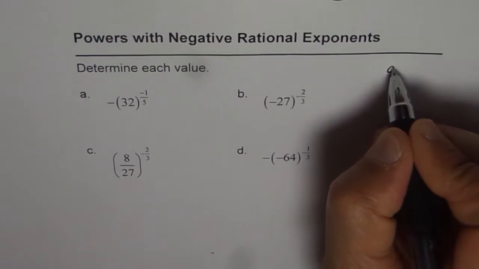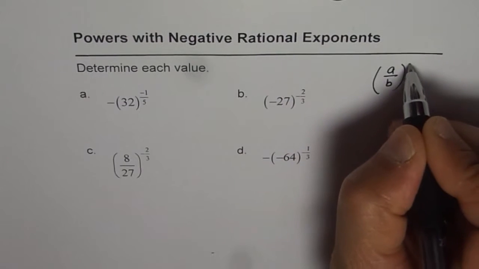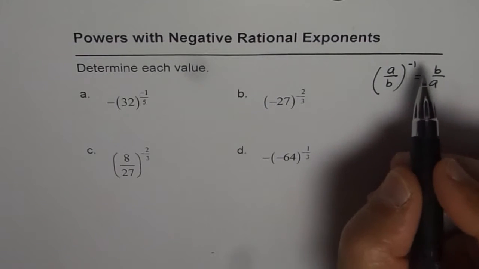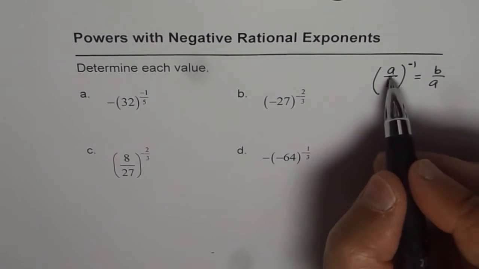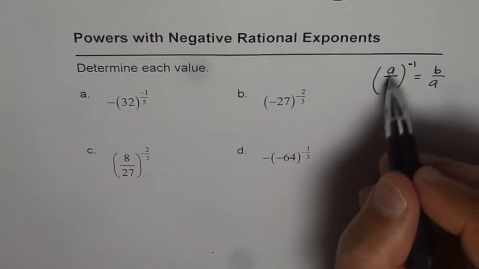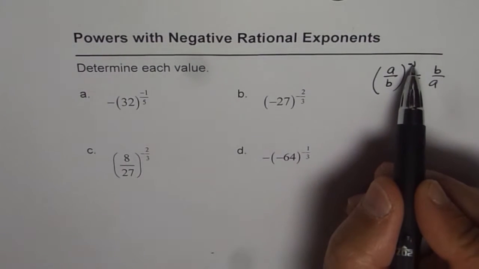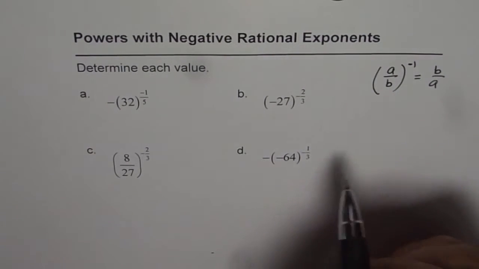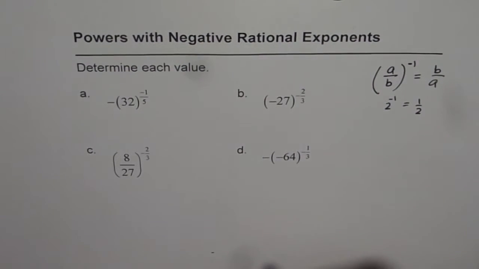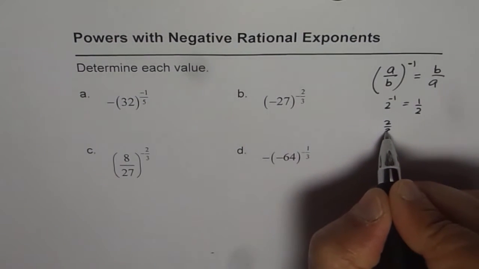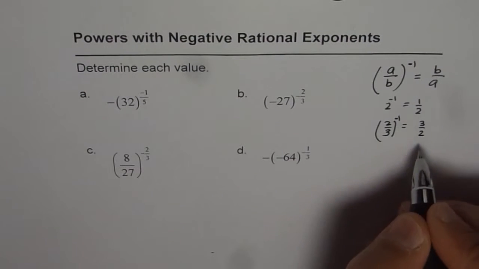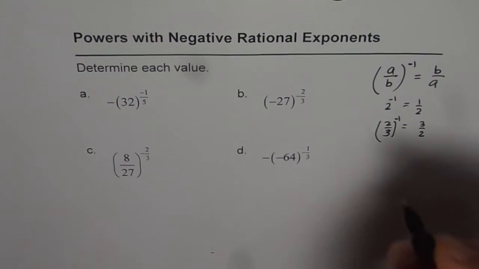If I have a over b to the power of, let us say, minus 1, it is basically equal to b over a to the power of 1. So this negative basically makes it reciprocal. It's kind of a reciprocal function, right? You have to just flip numerator and denominator, and that is the effect of negative. So if you have 2, then 2 to the power of minus 1 is 1 over 2. That's what I'm trying to say. If you have 2 over 3 to the power of minus 1, then what you expect is 3 over 2, right? So that is the effect of negative exponent.